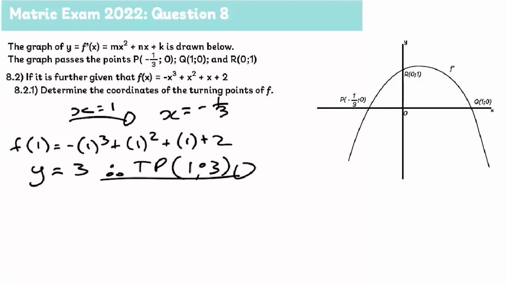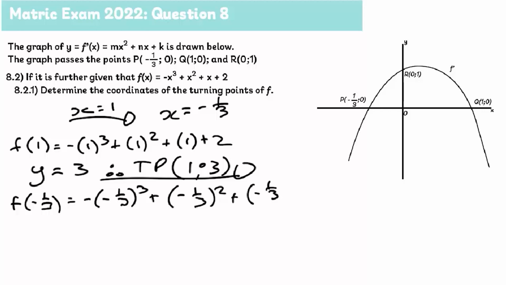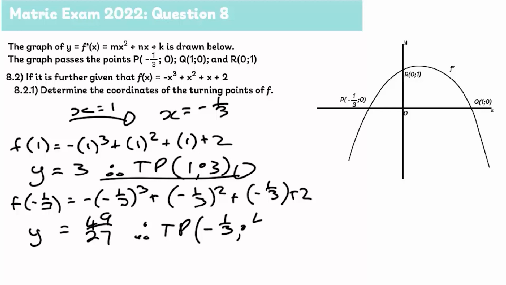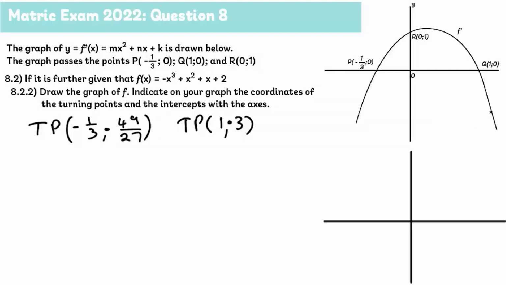Now we have to do exactly the same thing again, but this time with minus 1/3. That'll equal minus (minus 1/3) to the power 3 plus (minus 1/3) to the power 2 plus (minus 1/3) plus 2. And therefore y, if you punch that into your calculator, will equal 49/27. Therefore, the other turning point is when x is minus 1/3, y is 49/27.